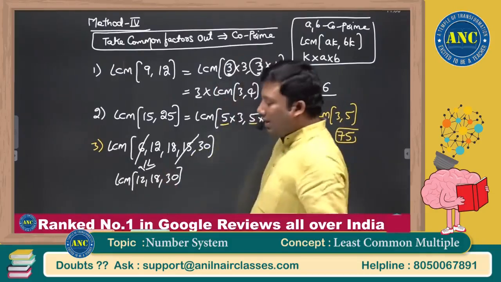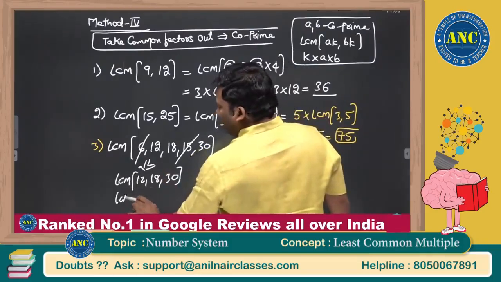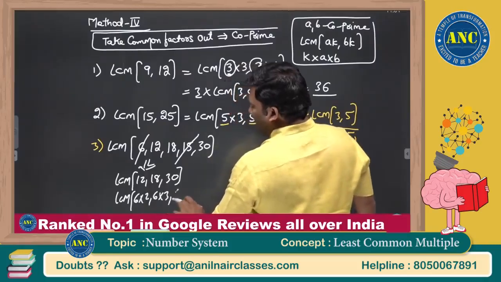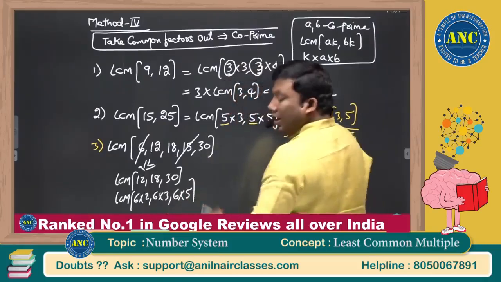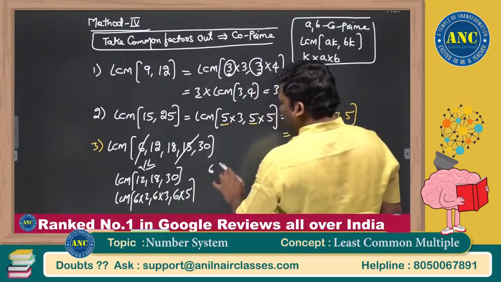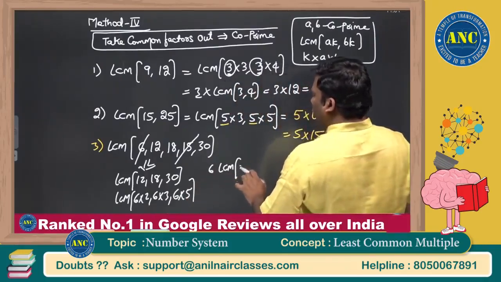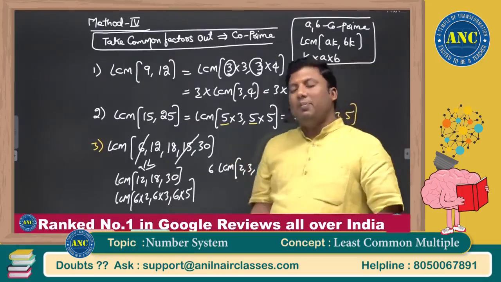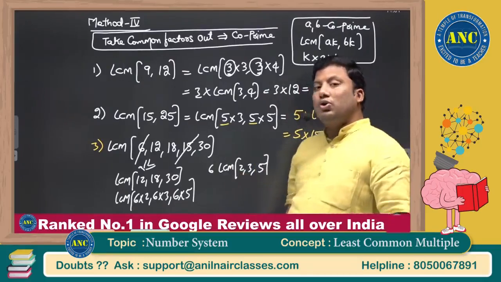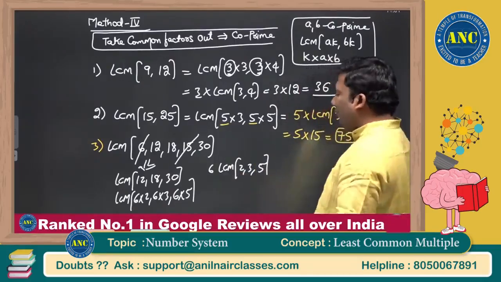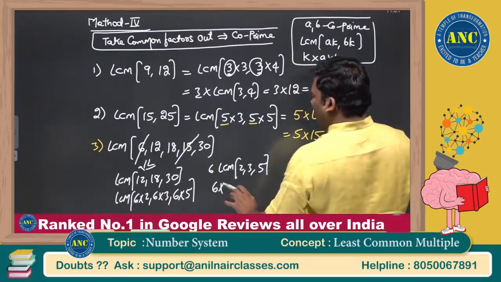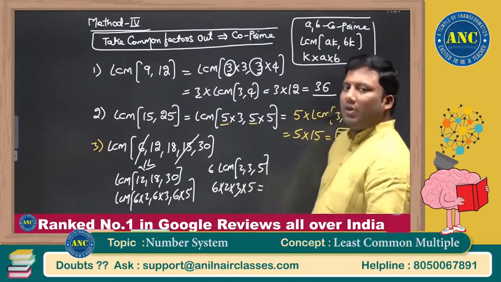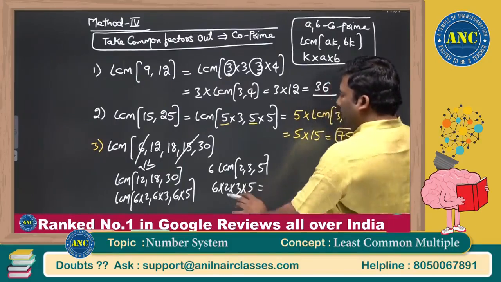12, 18 and 30. So what is the factor common? 6 into 2, 6 into 3 and 6 into 5. Take the factor common, 6. LCM of 2, 3 and 5. Just by looking at the numbers itself, I can say 1 into 2, 1 into 3, 1 into 5. They are all co-prime. Co-prime, it will be 6 into 2 into 3 into 5.